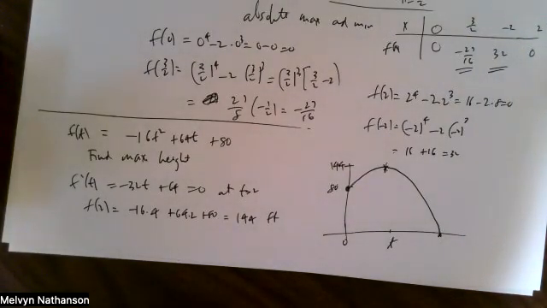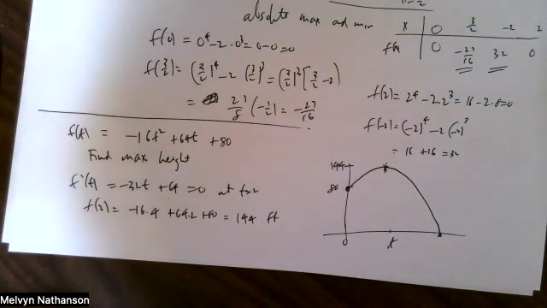I have a question. Yes, go ahead. How did you find 2 for the t value?